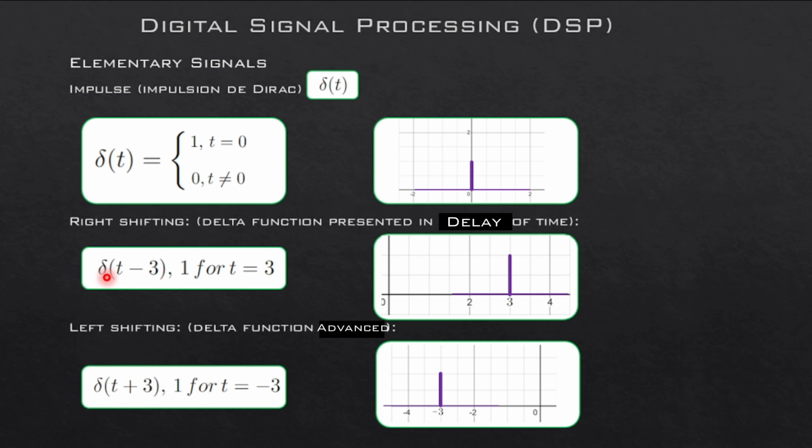So this delta function exists at t equal to 3, where its value is 1. This is a delay of time, not an advance. Why? Because it arrived late. Meanwhile, delta t plus 3 is 1 for t equal to minus 3. Why? Because t plus 3 is equal to 0, then t is equal to minus 3. So it is an advancement of time. You count minus 1, minus 2, minus 3. Why? Because it arrived much earlier than the upper one. This is what we're talking about.